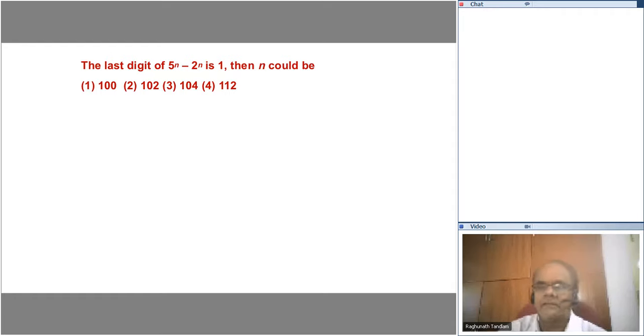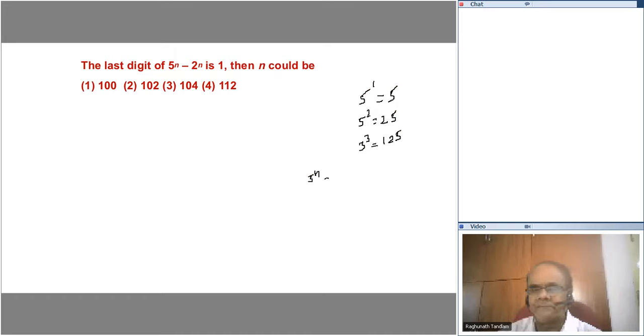Okay, we should know what is 5 power 1, what is 5 square, what is 5 cube. That means 5 power n will end in 5. What will be the value of n? 2 power n should end in 4. Then only the last digit will be 1. How many are clear?